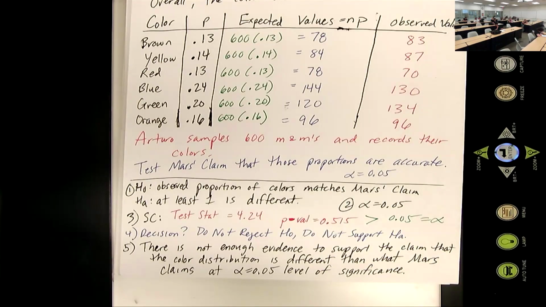This is not the same thing as saying the Mars company is right. It's very important to note that. We're just not rejecting what they say. Arturo might have bought a 1 pound bag that just happened to perfectly match up, but every other bag has a wildly different distribution and it could just be random chance. So we're not saying they're right, we're just saying they're not wrong. Which is different.